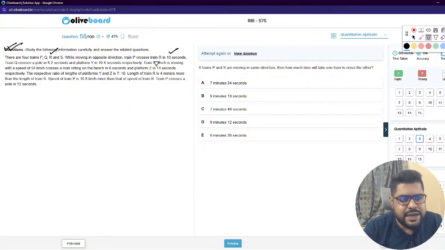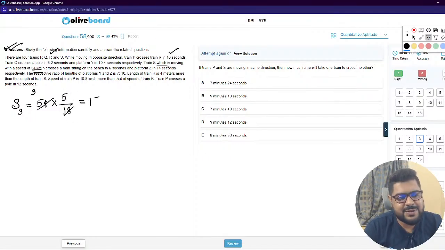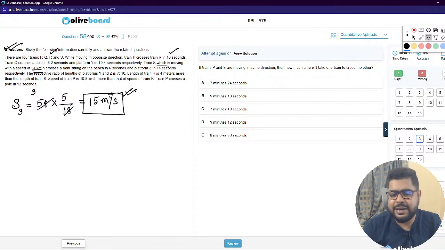I can say train S's speed is given directly. So the speed of train S is 54, but again I have to convert this into meters per second. So 5 by 18, sir. 18 threes are this. So that is 15 meters per second. Now again, it will take up some time. So it crosses a man. Acha, chalo. Crosses a man in 14 seconds.